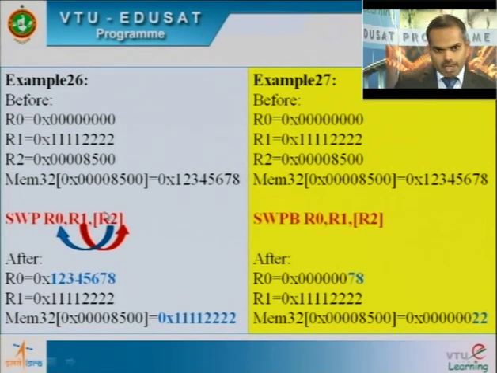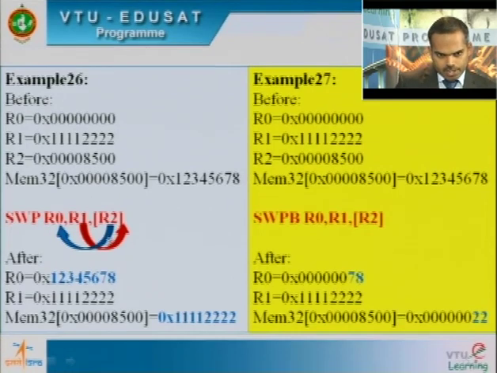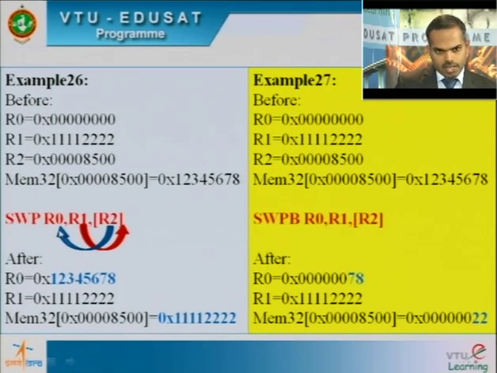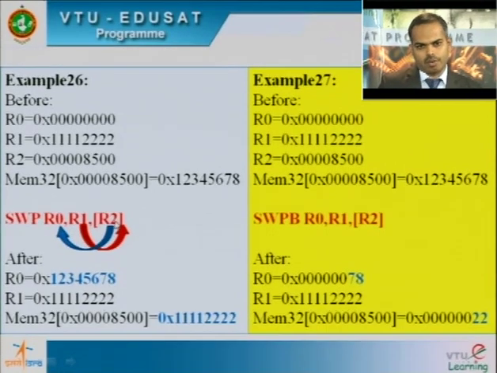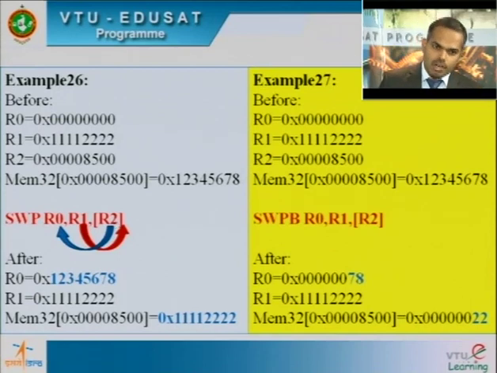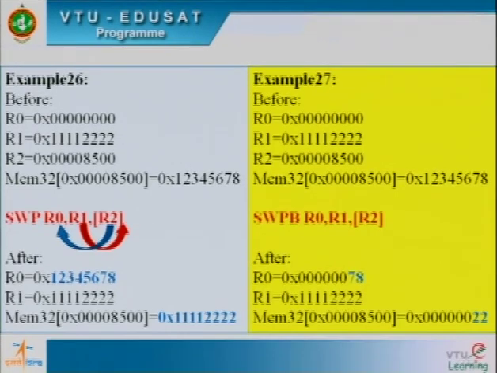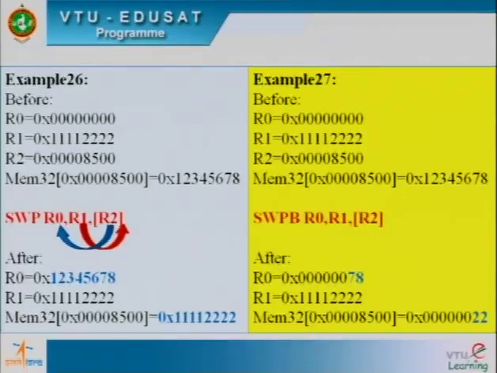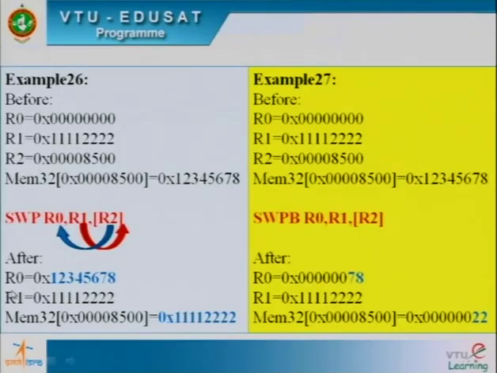What happens? Content of R2 first gets copied to R0, and then the content of R1 gets copied to the R2 location. Here R2 holds the address of the RAM location. That RAM location value gets affected with the R1 register value. Let's see what happens after the execution of this instruction.